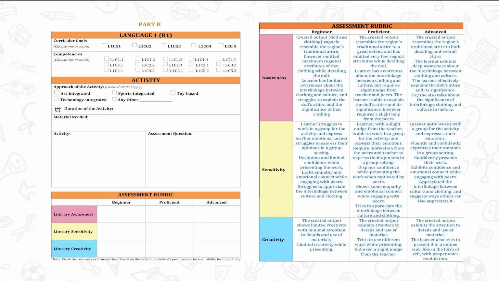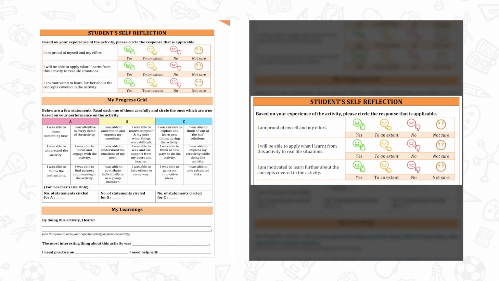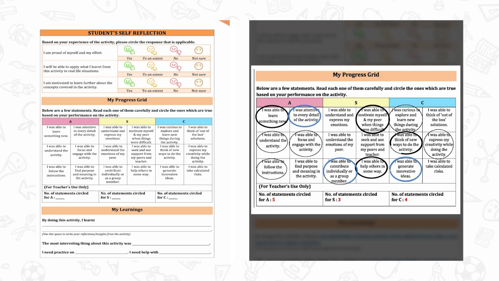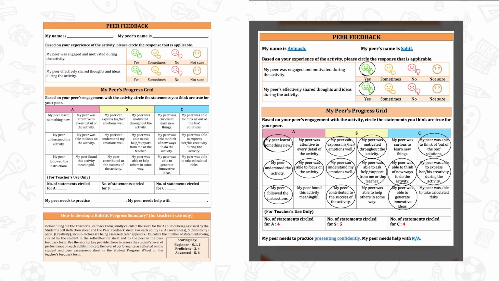Make sure the rubrics are created as per the activity and what we expect learners to do and achieve in the activity. Once the teacher observes a learner, they mark their performance on the grid for each ability. Learners assess themselves based on their experience of the activity and circle the applicable statements. Later, the teacher writes the number of statements circled for each ability. The same process is repeated with a peer.